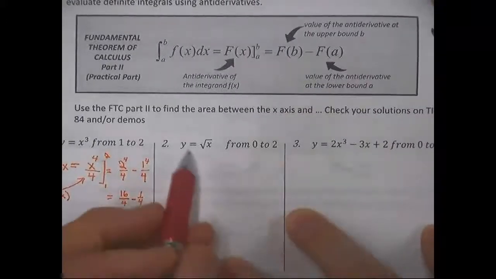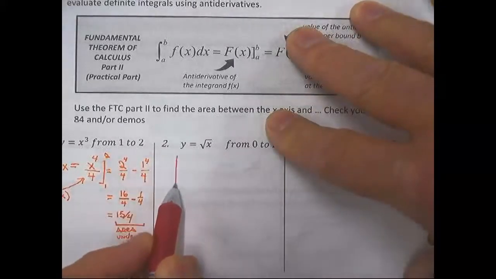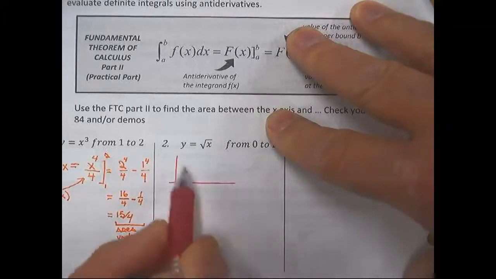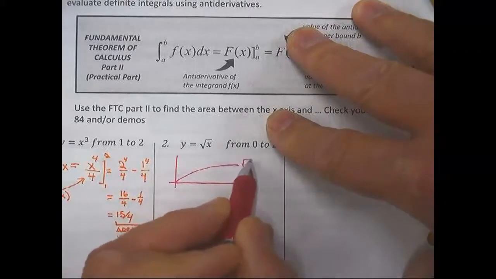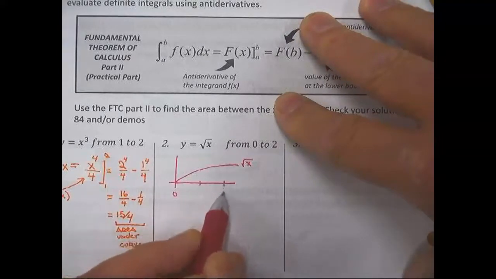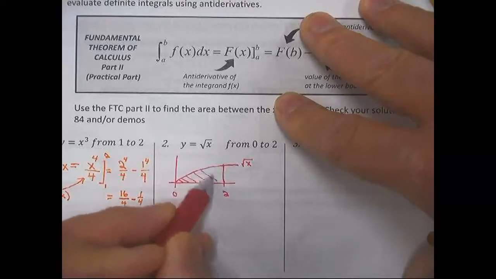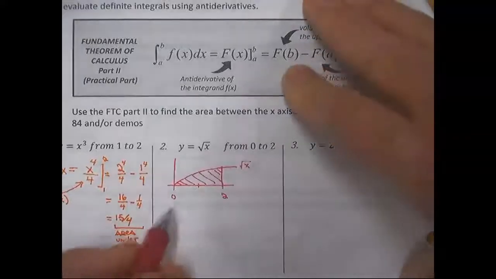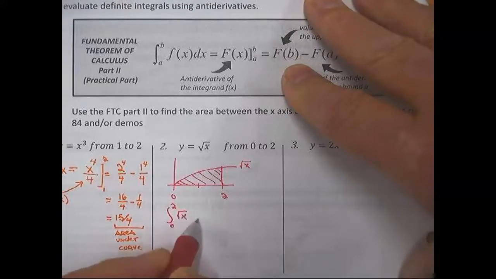All right, so we want to find the area under this curve from 0 to 2. If we were to have a picture of what that looks like, square root of x looks like that. So that's our function, and then we're finding the area under that curve between 1 and 2. So we're finding, what's this area? Okay, so we can write that as an integral from 0 to 2, square root of x dx.